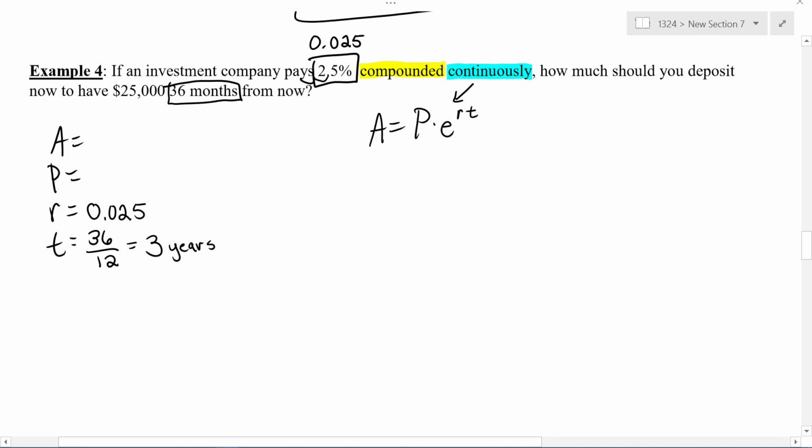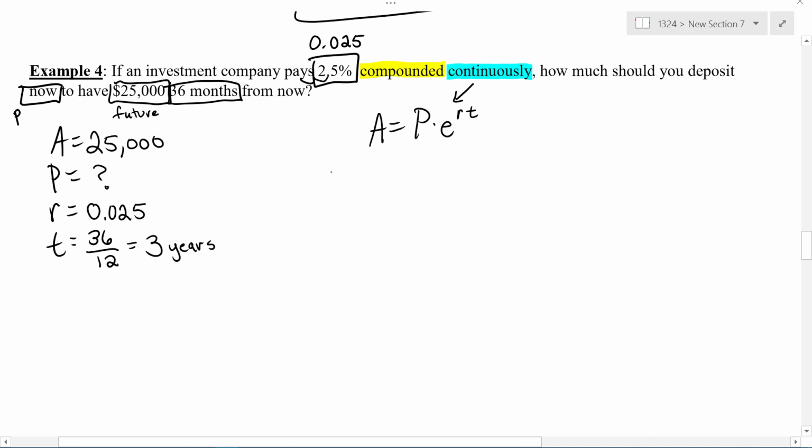Okay, so the last part is the 25,000. Is it the A value or the P value? So the question says, how much should you deposit now? The amount that you deposit now is the P value. That's the principal. The 25,000 is a future value. So that's what we want to have in the future. So that tells me the A value is 25,000 and the P value is what we don't know. That's what we want to solve for.